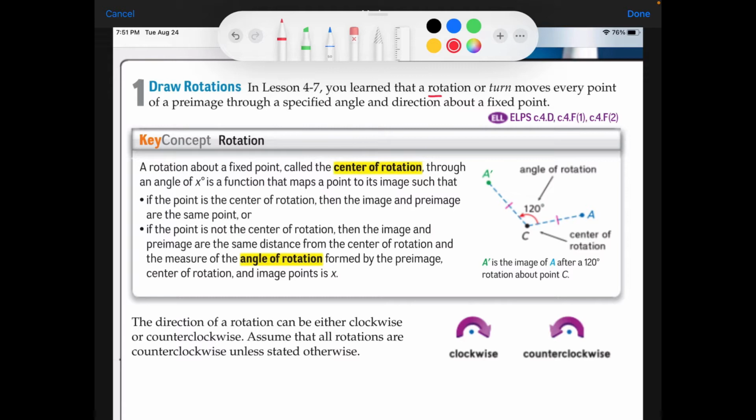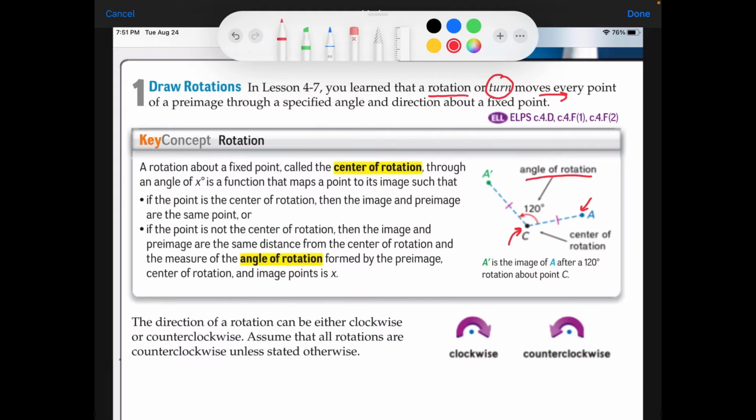Today we're going to talk about rotating figures, and we all know that a rotation is basically turning something. What happens here is that it moves every point of a pre-image through a specified angle and direction about a fixed point. So for example, we could start off with a point A, and then we would rotate it about point C, and that angle we call the angle of rotation.